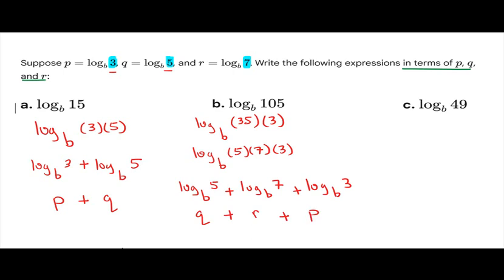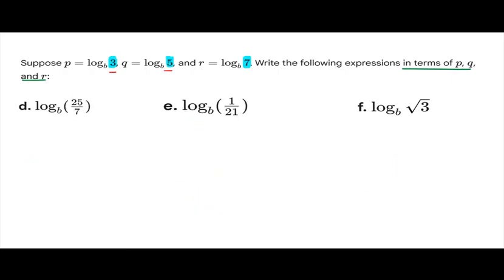Okay? Over here, we know this is log base b of 49. This can be written as 7 squared. And when we expand, we can move the 2 to the front. So 2 times log base b of 7. And then when we substitute log base b of 7, that gives us r. So we have 2 times r. Okay?